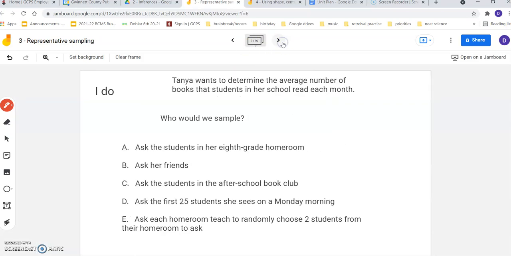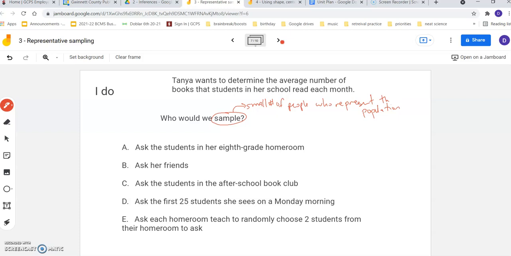So what we do is we try to find what we call a sample, which means a small number of people who represent the whole group, or the population. It would be great if rather than asking every student in the entire school how many books they read each month, we could just find maybe 20 people who give us a good idea of the whole school, right?